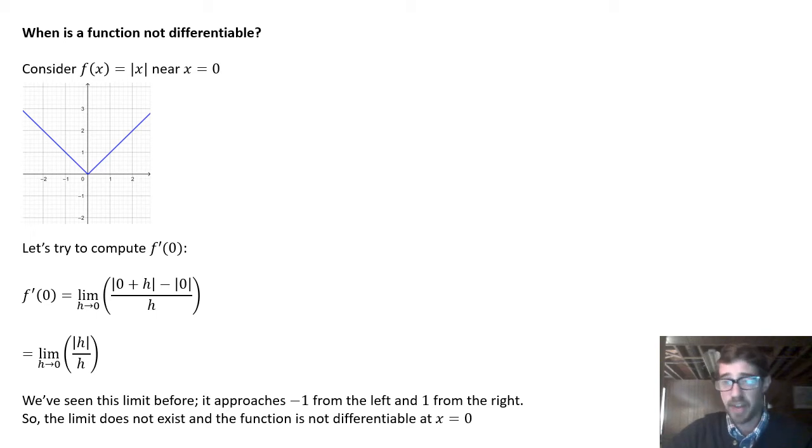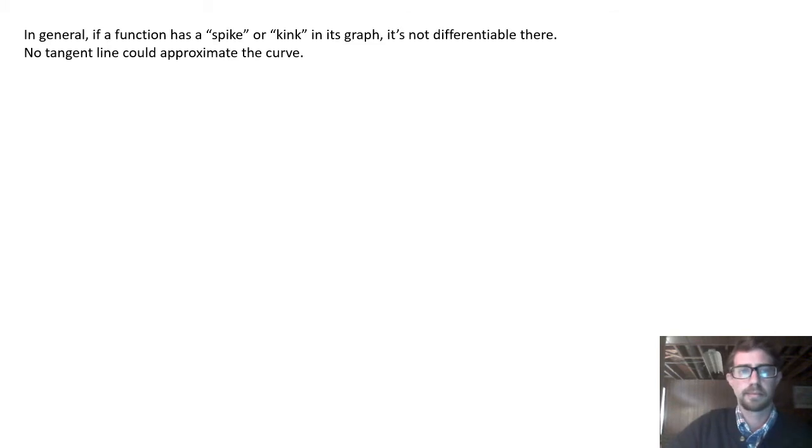The function is fine, right? The f of 0 is just 0, but f prime of 0 does not exist, and we just say that the function is not differentiable there. So in general, when you see a corner or a spike or a kink or anything like that in a curve, there's not going to be a derivative there. So you should just be able to look at curves and be like, it's not going to work there.